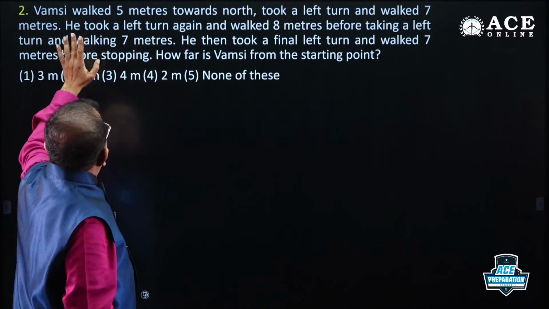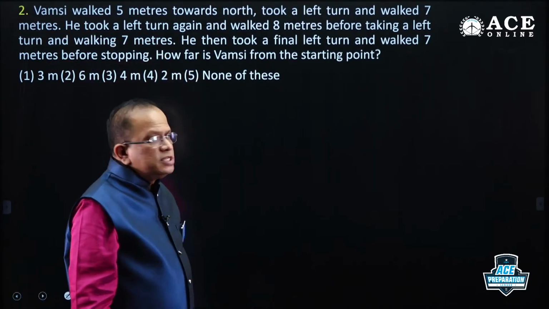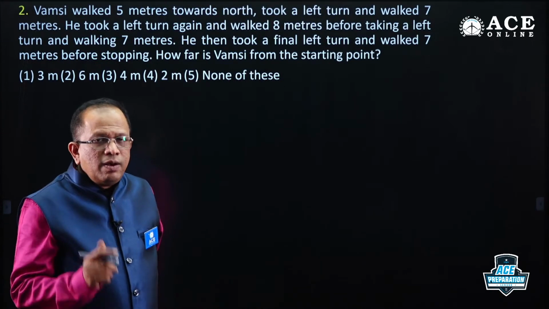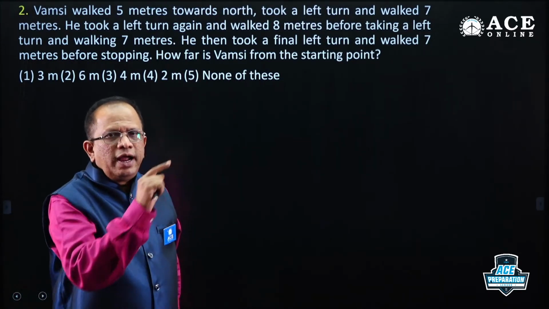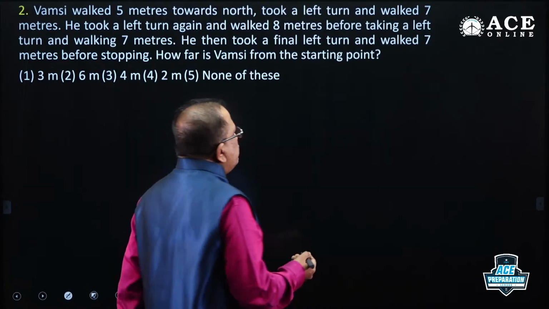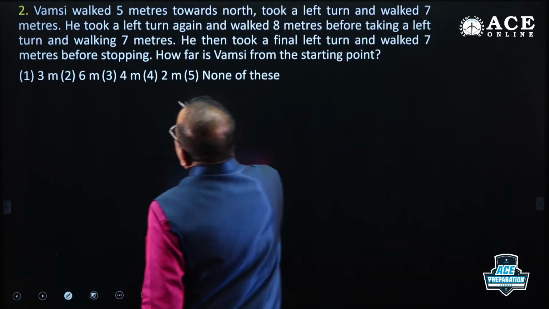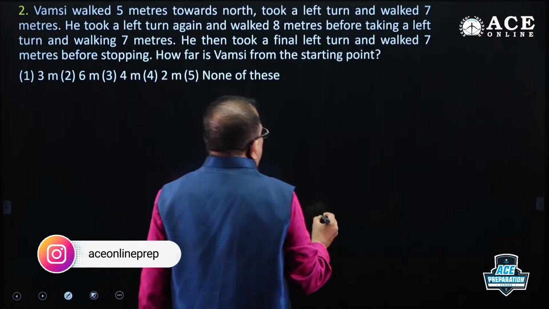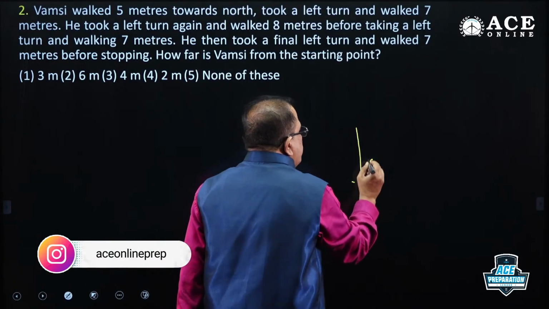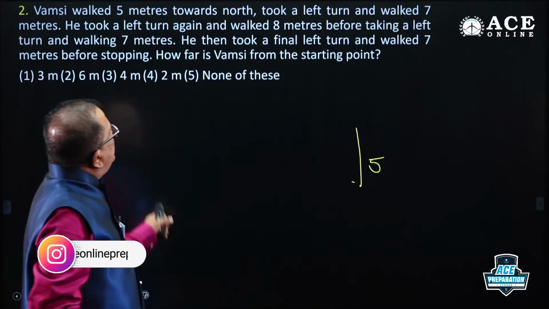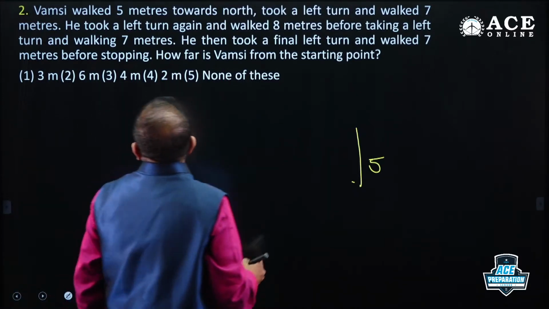Vamsi, hi Vamsi, walks 5 meters towards north. We are interested in it bit by bit, one by one. What is the direction and how much distance? That is the only thing we have to focus on. So Vamsi walked 5 meters towards north, meaning from south he started moving towards north. How many? 5. Then took a left turn and walked 7 meters.